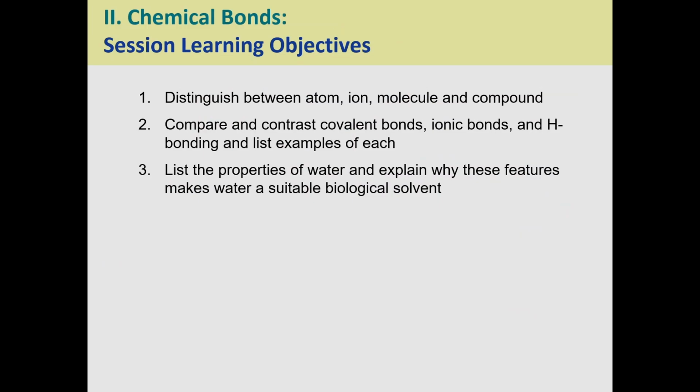Alright, so we're getting into our second video of chapter 2, where we're getting into chemical bonds. Again, this is hopefully somewhat review for you, as we're going to be covering some things that we've covered in other classes, such as covalent bonds, ionic bonds, hydrogen bonds, and then talking about examples of each, and then getting into things like the properties of water and why water is so necessary for living things.